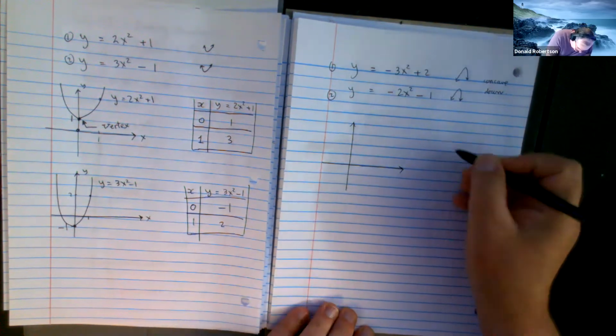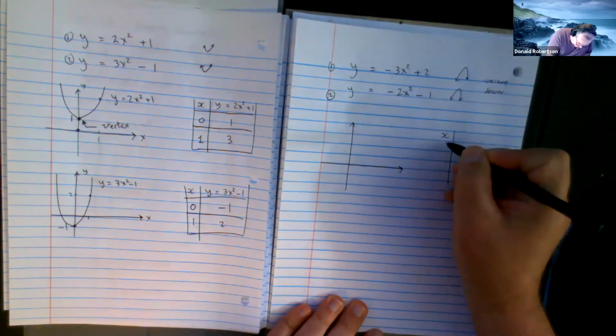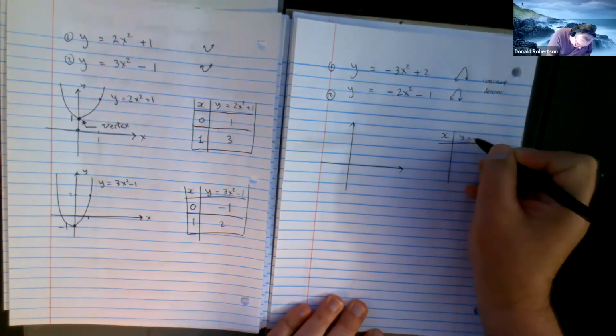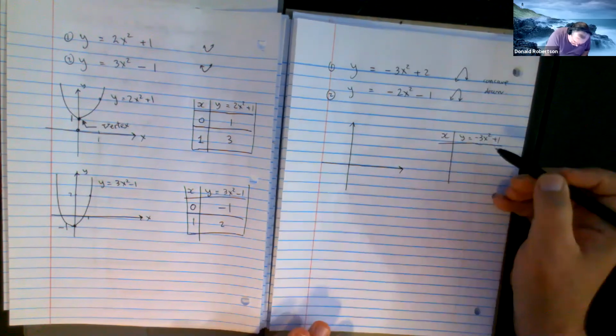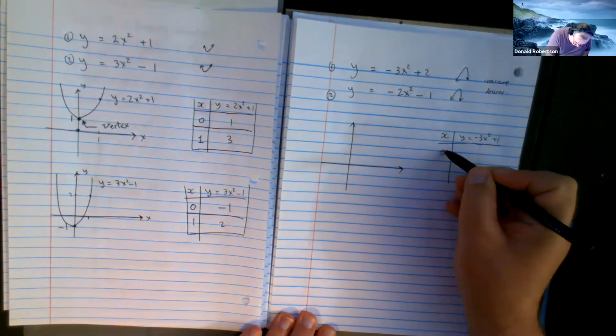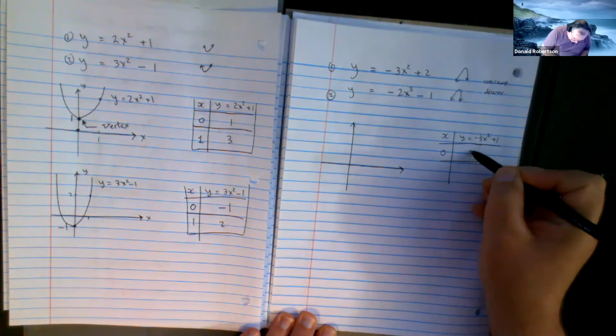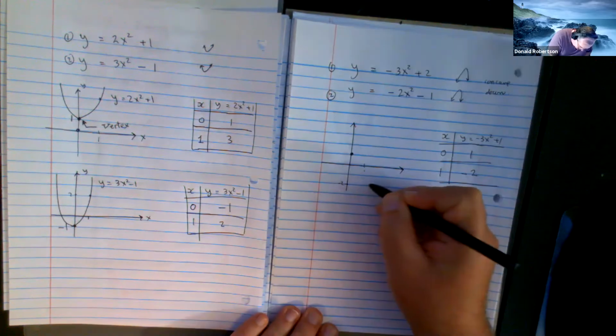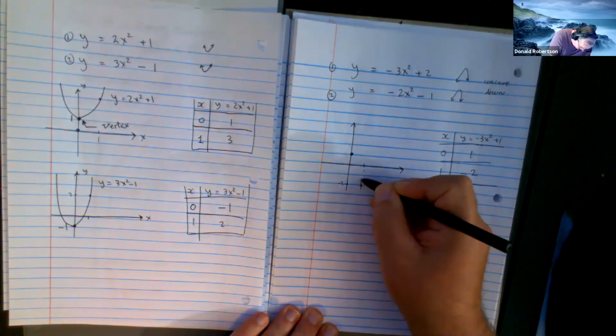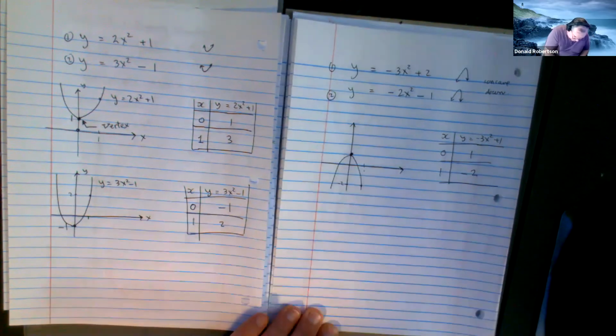Now, if you plug in x is 0, you'll get the coordinates of the vertex, which in this case is 1. And if you plug in 1, you get -2. And so that's going to be 0, 1, which is here, and 1, -2, which is here. And I know that's the vertex, so there we go.